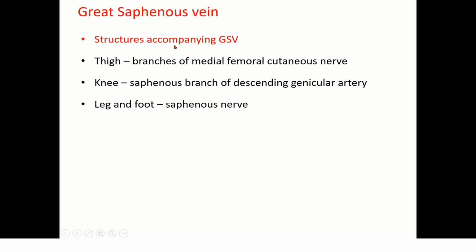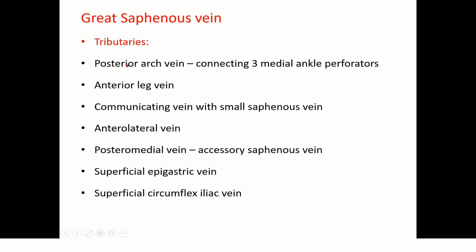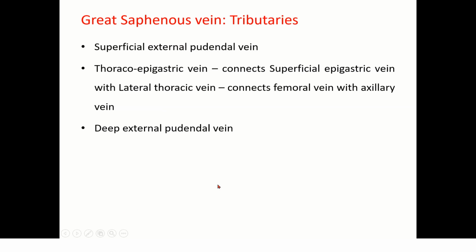Structures which accompany the great saphenous vein: in the thigh, you can see a few branches of the medial femoral cutaneous nerve. At the knee, the saphenous branch of the descending genicular artery, and in the leg and foot, the saphenous nerve. Tributaries are the posterior arch vein, connecting three medial ankle perforators, then the anterior leg vein, the communicating vein with the small saphenous vein in the leg, the anterolateral vein, the posteromedial vein also called the accessory saphenous vein, superficial epigastric vein, superficial circumflex iliac vein, superficial external pudendal vein, and sometimes there might be a thoracoepigastric vein which connects the superficial epigastric vein with the lateral thoracic vein. Ultimately, it is connecting the femoral vein with the axillary vein, and the deep external pudendal vein.